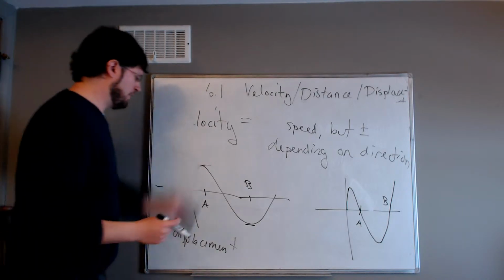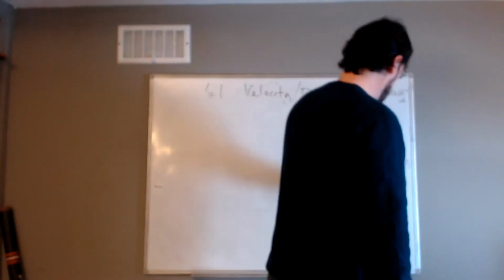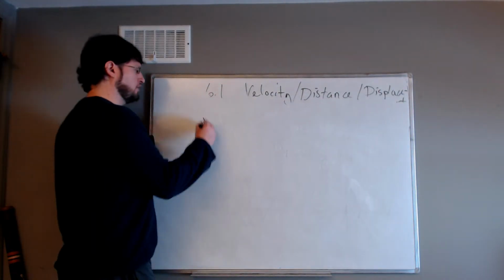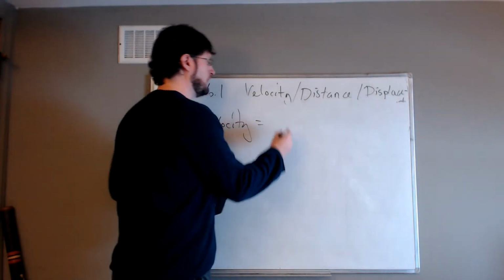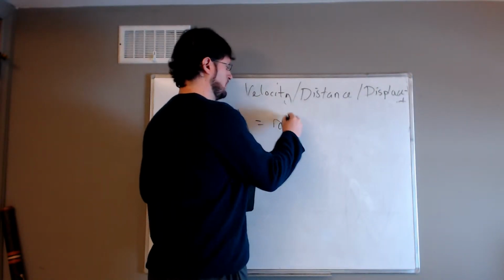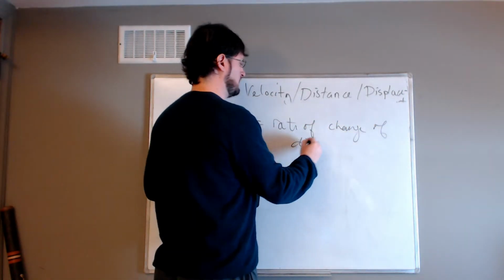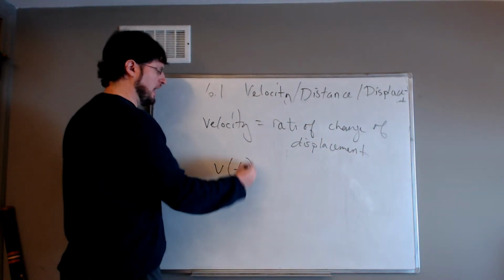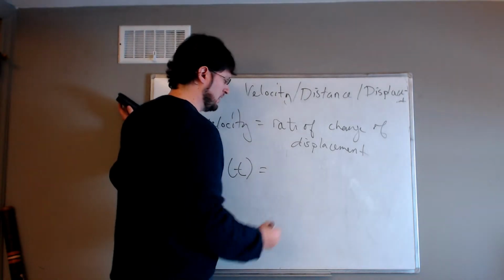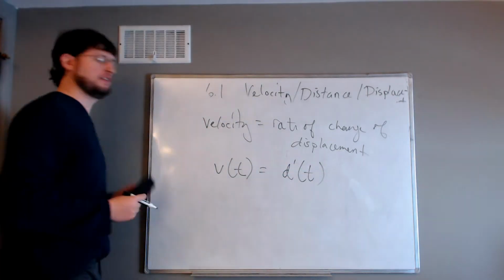All right. Now, in terms of actual math, remember that the velocity is the rate of change of the displacement. So velocity is the derivative of displacement. And so we're going to say v at t, velocity at time t, is just d prime at t, the derivative of the displacement.